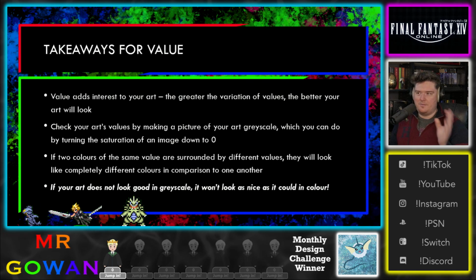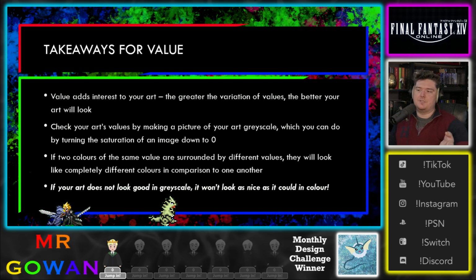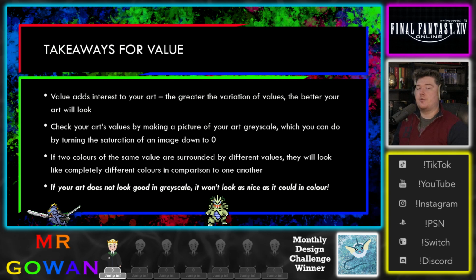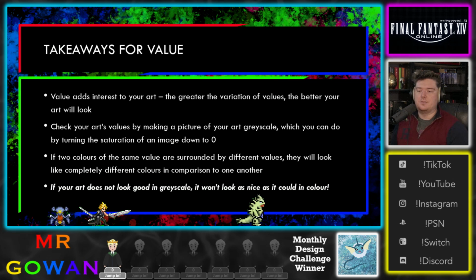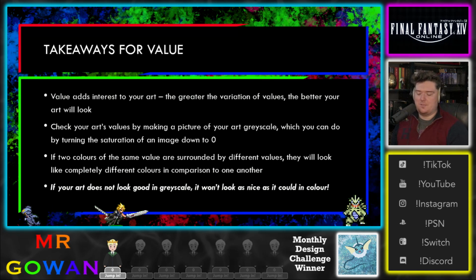So, value recap here. Value adds interest to your art. The greater the variation of values, the better your art will look. You should check your art's values by making a picture of your art grayscale, and the way that you can do that is by turning the saturation of an image down to 0. If two colors of the same value are surrounded by different values, they will look like completely different colors in comparison to one another, as we just saw.